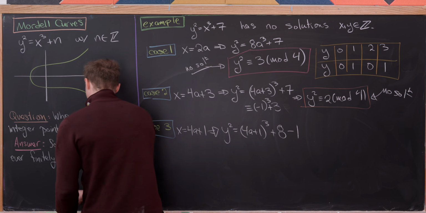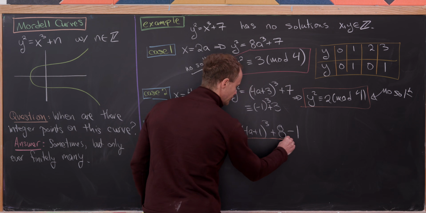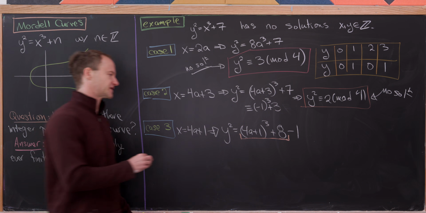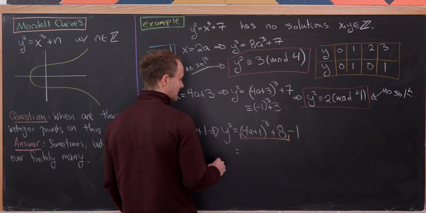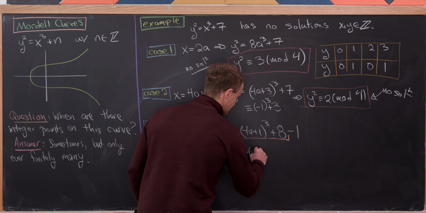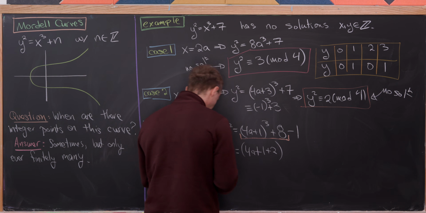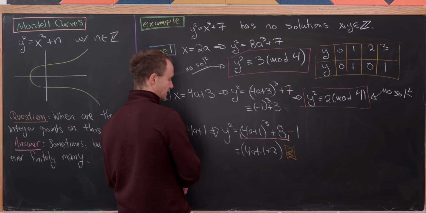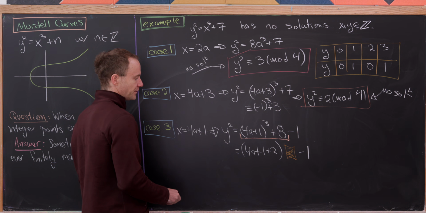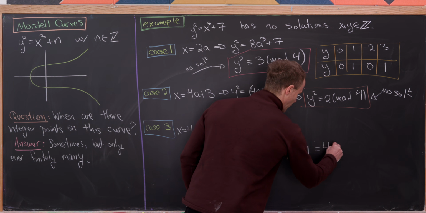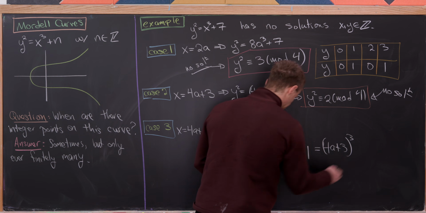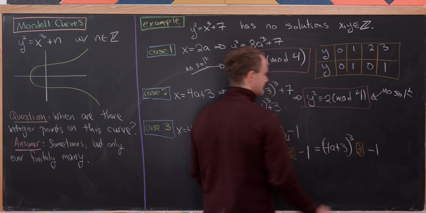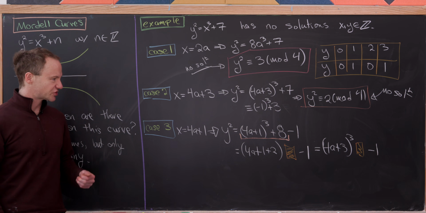But now observe that right here, these first two terms represent a sum of cubes. But there's a nice factorization formula for sums of cubes. And so that's going to factor like (4a plus 1 plus 2) times something. And you can write down what that something is if you want to, but it doesn't really matter. And then we'll have minus 1 here. Oh, but then this is going to be equal to (4a plus 3) times some number, which, as I said, it doesn't really matter what it is, minus 1. And now here's the trick.